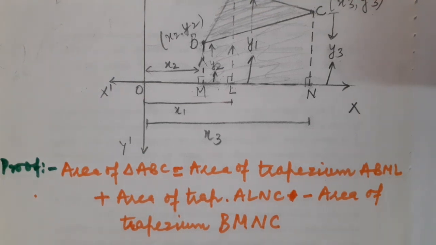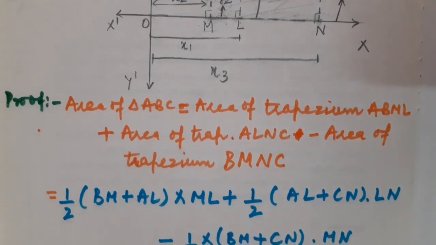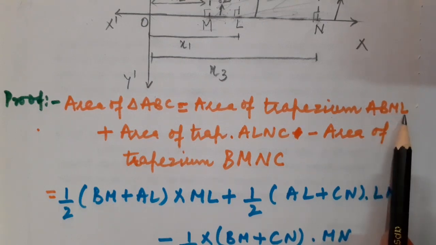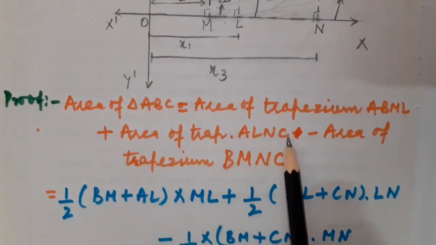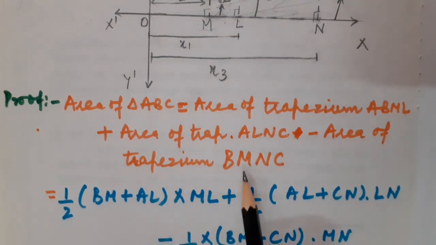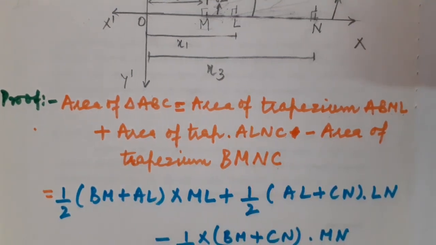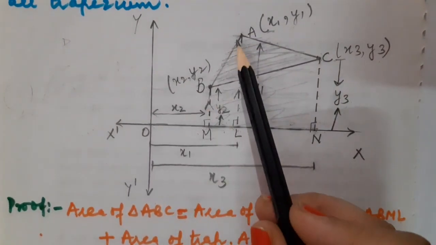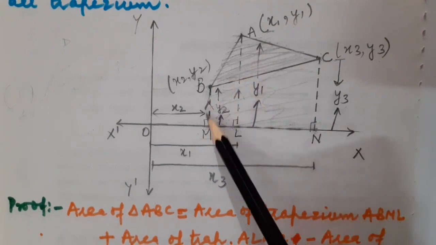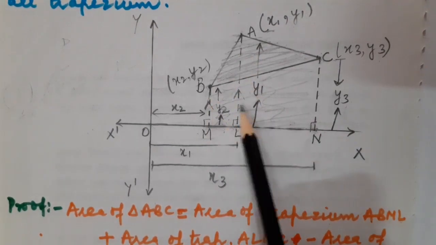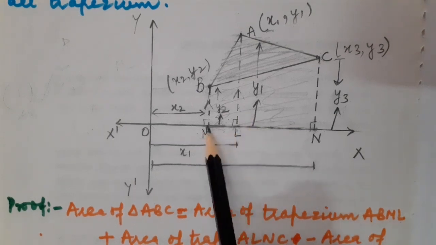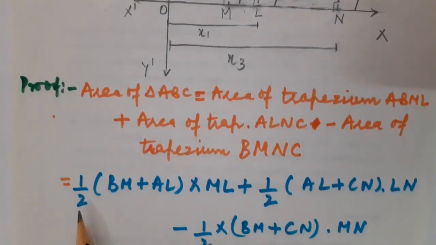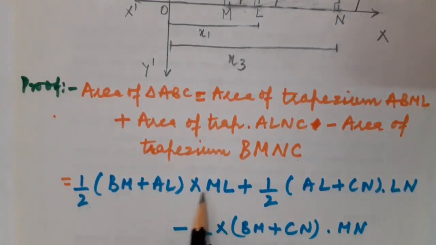Fine, students. So now I am going to calculate the area of the triangle. Area of triangle is equal to area of trapezium ABML plus area of trapezium ALNC minus area of trapezium BMNC. Correct, students? Now let us talk about trapezium ABML. Here BM is parallel to AL, so they both are parallel sides. And what is the distance between them? That is ML. So what can I write? I can write half into BM plus AL into ML.